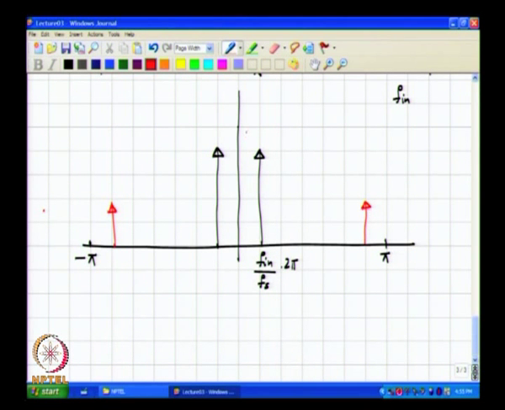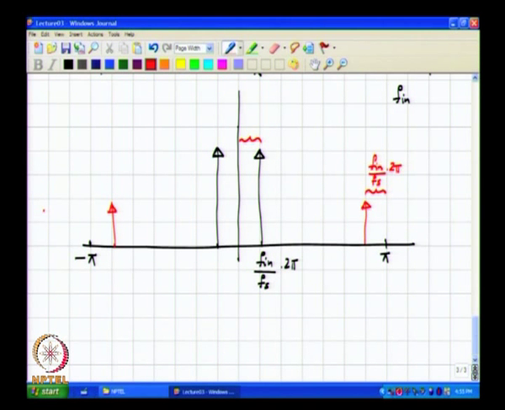And this is f in by f s times 2 pi. What is this distance? It is also f in by f s times 2 pi, correct? So, ideally, if we had just a sample and hold running at the full rate, which of these colors would you see? Only the spectral component shown in black would appear.